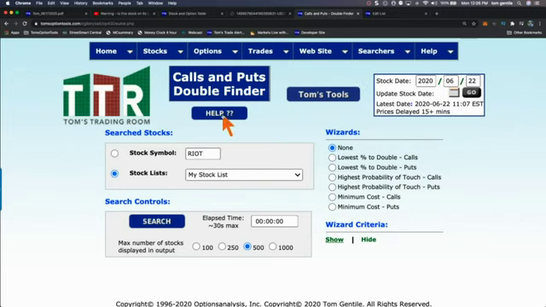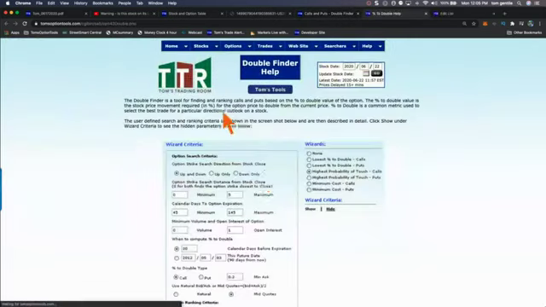Now, I have a help file in my tools that allows you to talk about this percent to double value. It's based on the stock price movement required for the option to double in price. Percent to double is a common metric used in selecting the best trade for a particular stock, or a particular option on that stock.